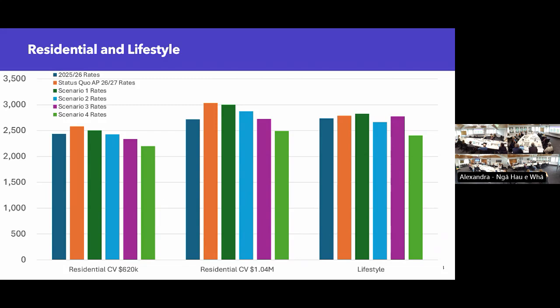And so the four scenarios, we start with the dark green one, I guess. That's scenario 1. And so that's the scenario where we just go to CV, but keep the dams differential the same. Then we go and put the dams into the general rate with no differential.